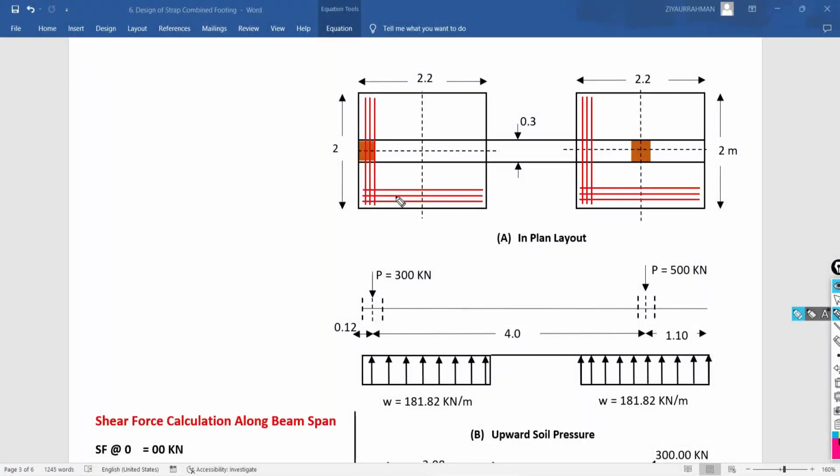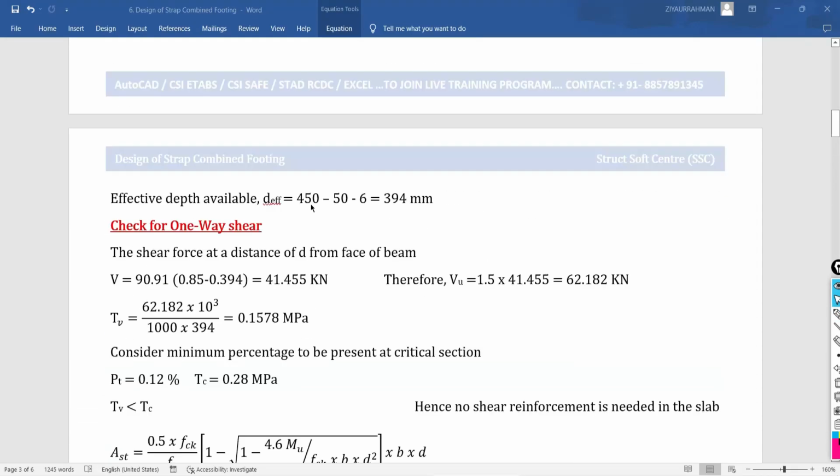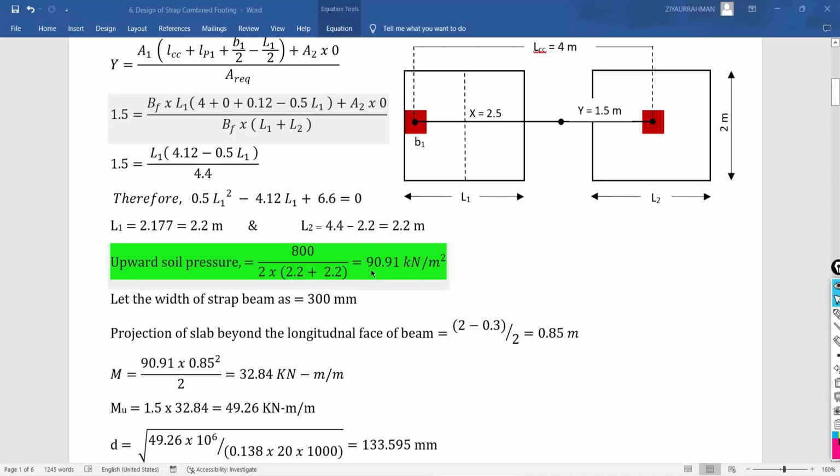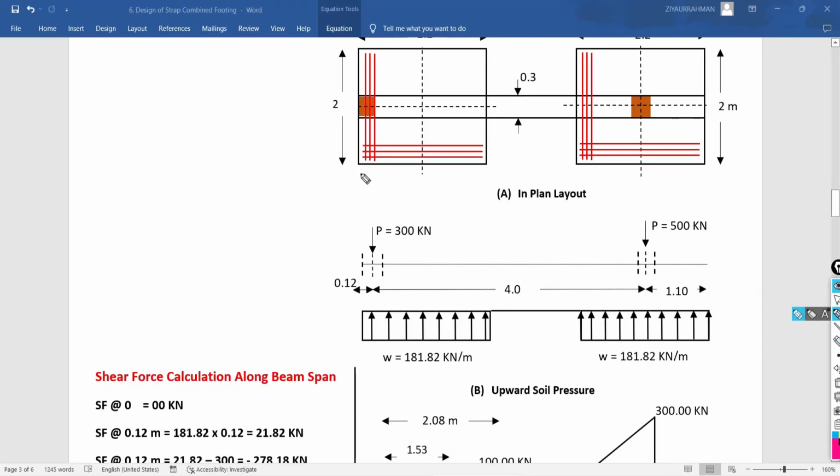Now, after knowing the reinforcement required along the length and width of both of the foundations, we have to design this strap beam which is going to connect both of the foundations. So I am going to consider the width of this beam as 300 mm. And now here is the pressure distribution under each of the foundations. The pressure distribution we earlier calculated as the upward soil pressure of 90.91. But here we have to multiply this upward soil pressure with the width of this foundation. So I just want to calculate this upward soil pressure over the span of this foundation.